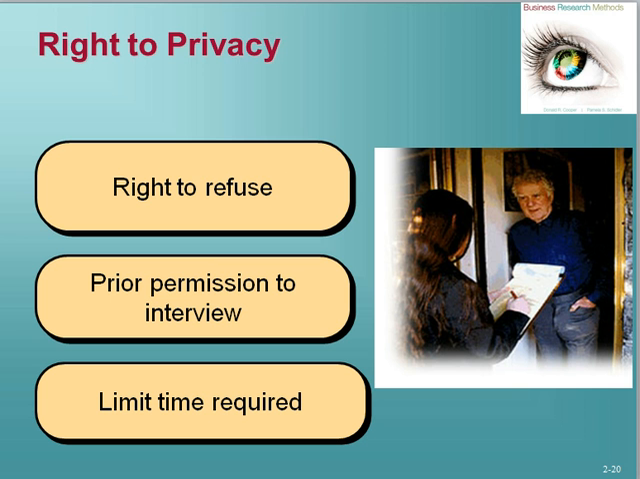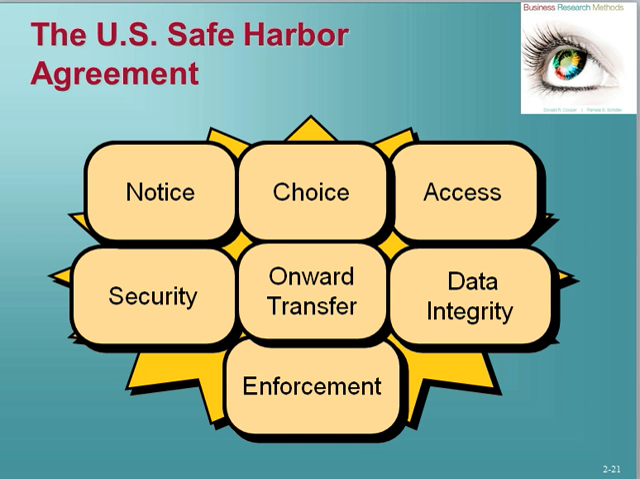The right to privacy includes the right for someone to decline or refuse to cooperate or participate in any type of survey or research project. Right of privacy also requires prior permission before interviewing someone. You must disclose as much as you can about the project before interviewing someone. You must also limit the amount of time that's required for a participant to complete whatever the task is.